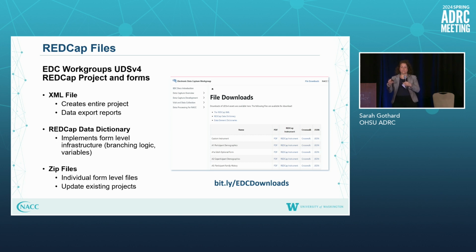I like to think of them as kind of like the a la carte kind of things that are available. And as you can see in the little graphic, on the EDC website, every form will have their crosswalks, their zip files, and then you can have the high-level documents like the JSON file and the XML file if you want to deploy it.